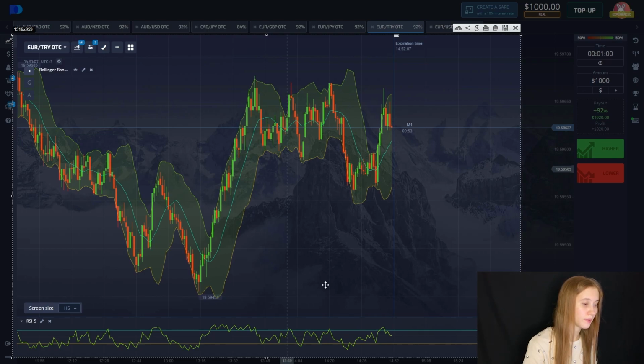What will be the basis for us? We're going to be guided by the RSI and the Bollinger Bands. So now we're going to break down the up trade entry. When we touch the lower boundary of the channel, that will be our first signal. When we touch here, we cross the area at 30.